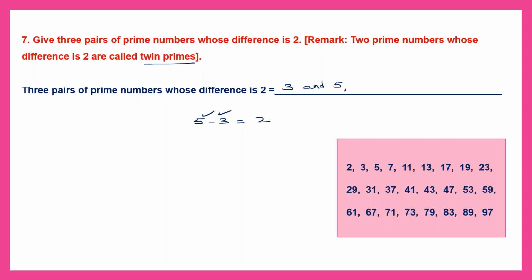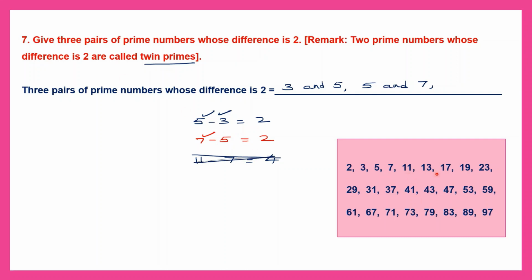Now let's try another one. Let's go on to say 5 and 7. 7 minus 5 is 2. Okay, so these two also are called twin primes. So that is our second pair, 5 and 7. Now, let me go on to the next one. 7 and 11. That means 11 minus 7. 11 minus 7 is 4. They are not twin primes.